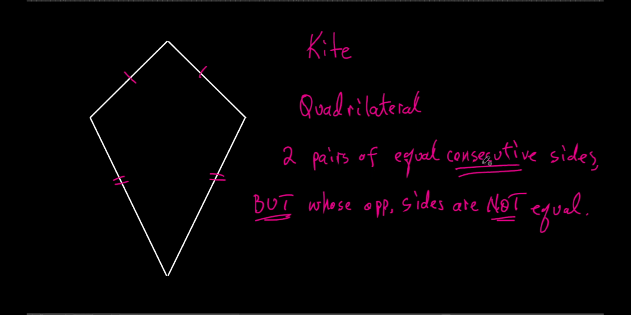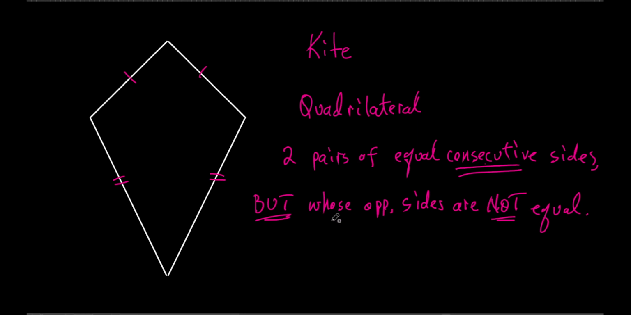It says 2 pairs of equal what? Consecutive sides. This side and this side are consecutive. They're not opposite. This side and this side are consecutive. They're not opposite. But do all the consecutive sides, are they all equal? No. If all the consecutive sides were equal, that means all 4 sides would be equal. That's not true here on a kite.